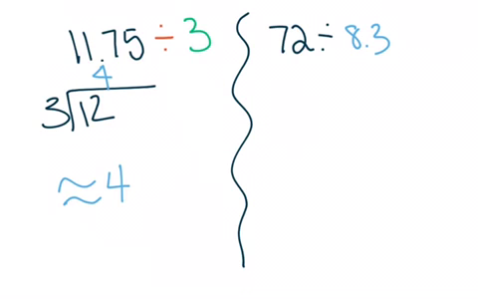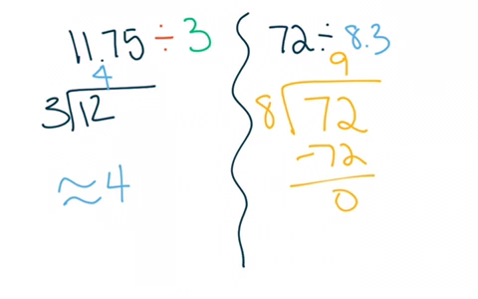All right, same thing over here. We have 72 divided by 8.3. Our first number is our whole number here. We're going to put that in our house because it's our dividend. 8.3 is going to be our divisor. And 8.3 is going to round to 8. Okay, so 8 goes into 72 9 whole times. We subtract, no remainder. So 72 divided by 8.3 is going to be about 9.